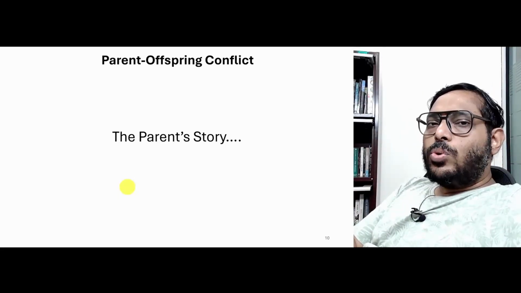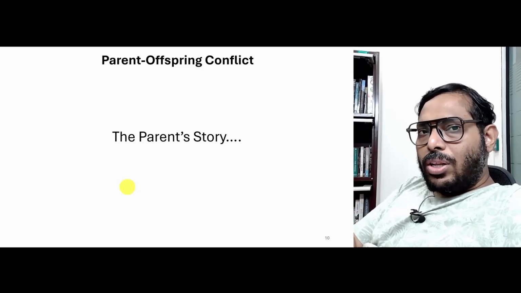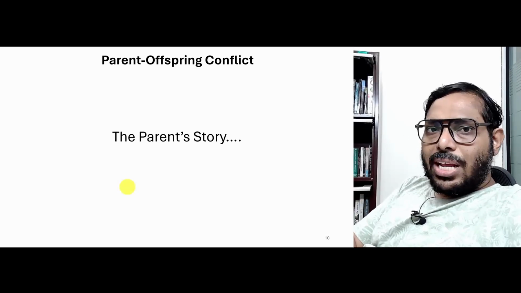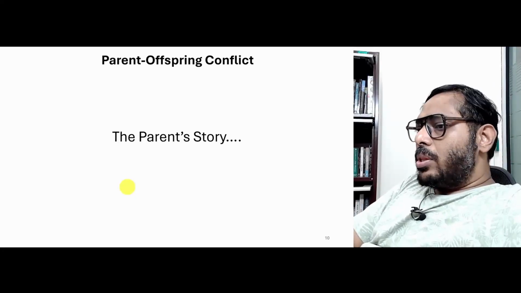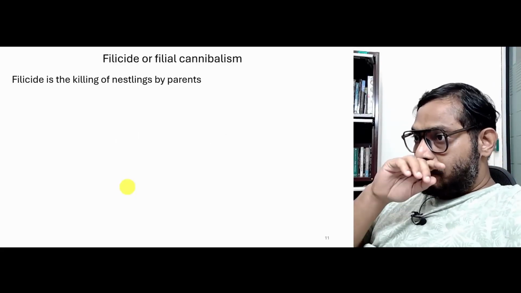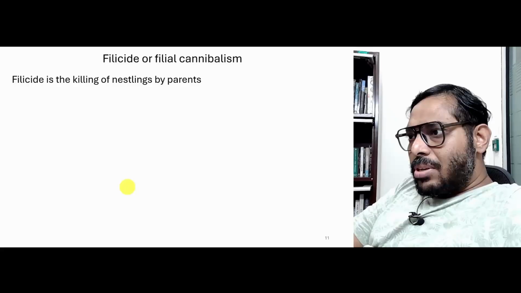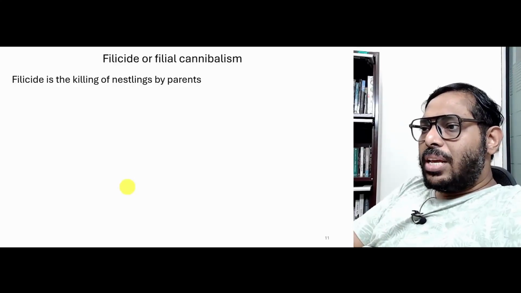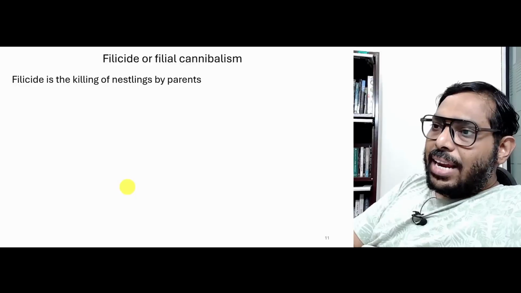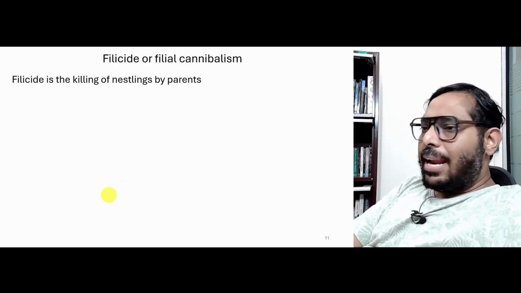So what we are going to do is first look at what the parent does in 3 or 4 scenarios, and then look at what the offspring does. In the context of the parents, the most interesting and apparently confusing thing that people often see is what is known as filicide, also known as filial cannibalism.